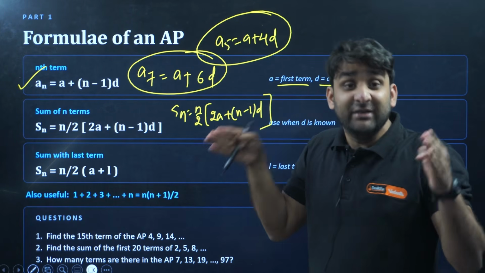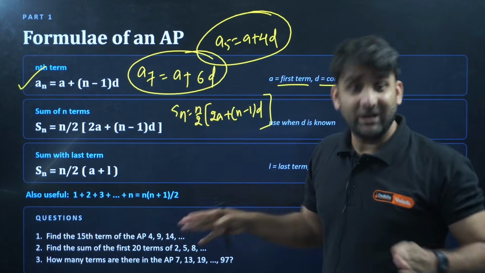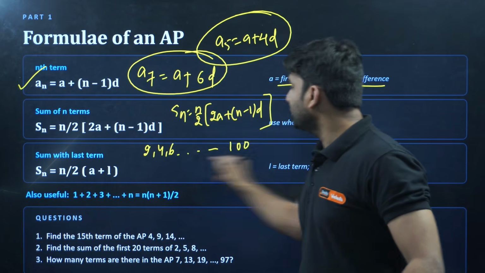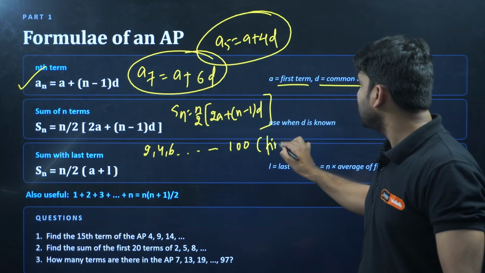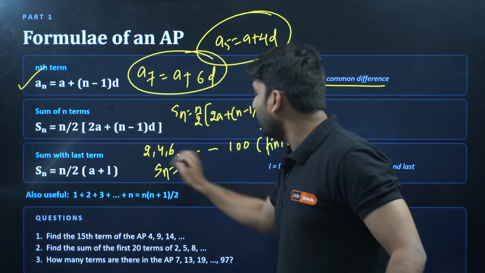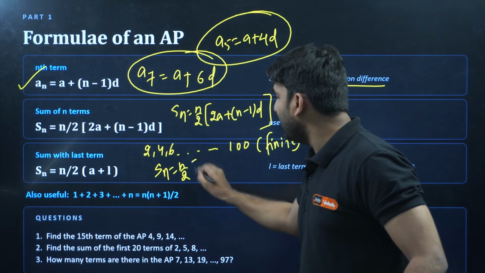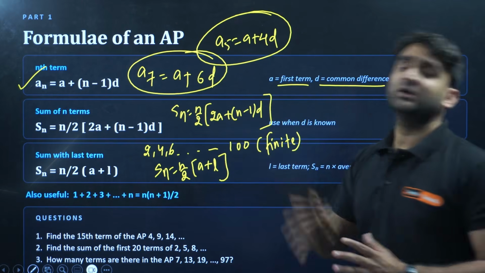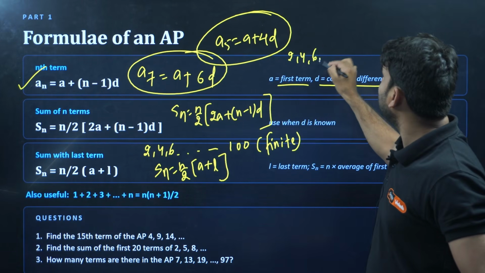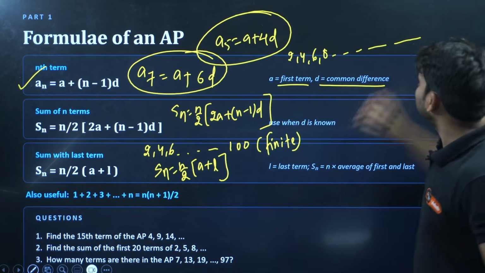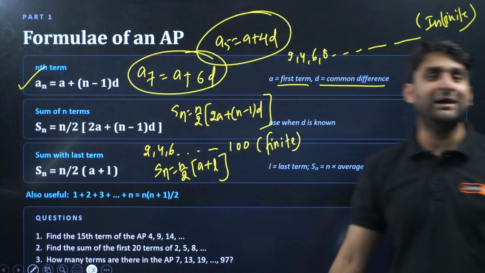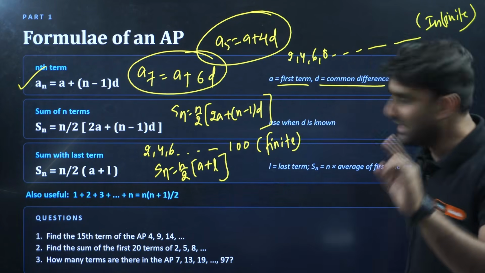But if the AP is limited, if the AP is ending, you know the last term. For example, 2, 4, 6 and so on up to 100. Such an AP is called a finite AP. In this AP, if you want to add all the numbers, you can use this formula: n by 2 (a plus l), because we know the last term. But if you don't know the last term, for example 2, 4, 6, 8 and so on, such an AP is called an infinite AP. So if you don't know the last term, use n by 2 (2a plus (n minus 1) into d). If you know the last term, use the other formula.